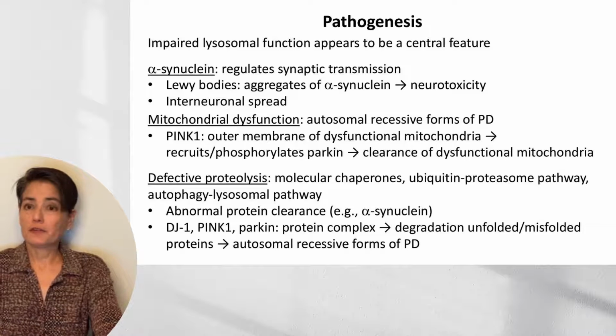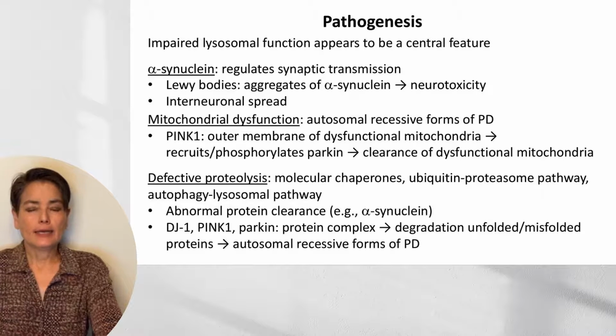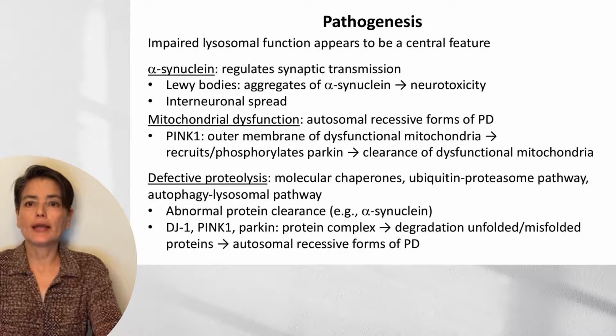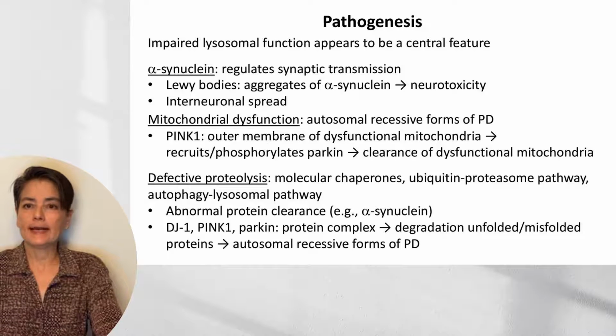Now, one of the characteristic features of Parkinson disease is going to be the accumulation of the protein alpha-synuclein, which typically regulates synaptic transmission. In Parkinson disease, we will see aggregates forming what is called a Lewy body, and it is believed that these have neurotoxicity. These too can spread from one neuron to the next.